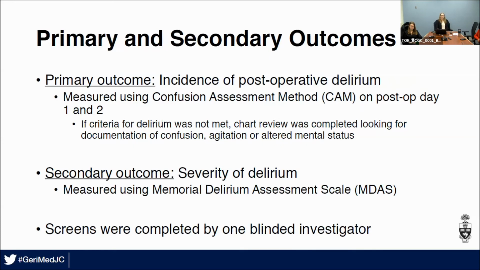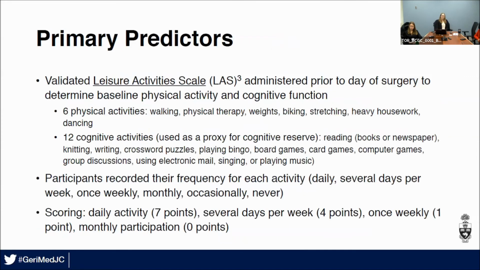Their primary predictor was a validated leisure activity scale, the LAS. They administered this anywhere from 18 days plus or minus 15 days before the day of the surgery to determine the participant's baseline physical activity as well as cognitive function. I listed all the activities that they included. There were 6 physical activities and then 12 cognitive activities. They essentially had the participants rate the frequency, so if they did it on a daily basis, weekly, monthly, etc. And then they assigned a point to each one.